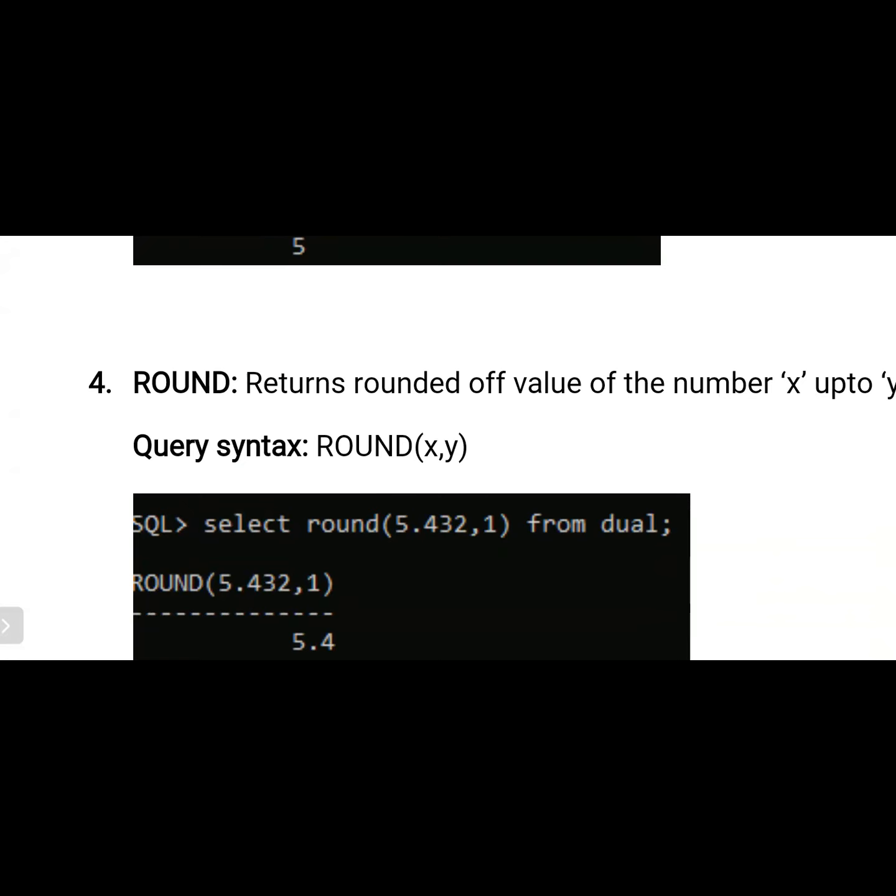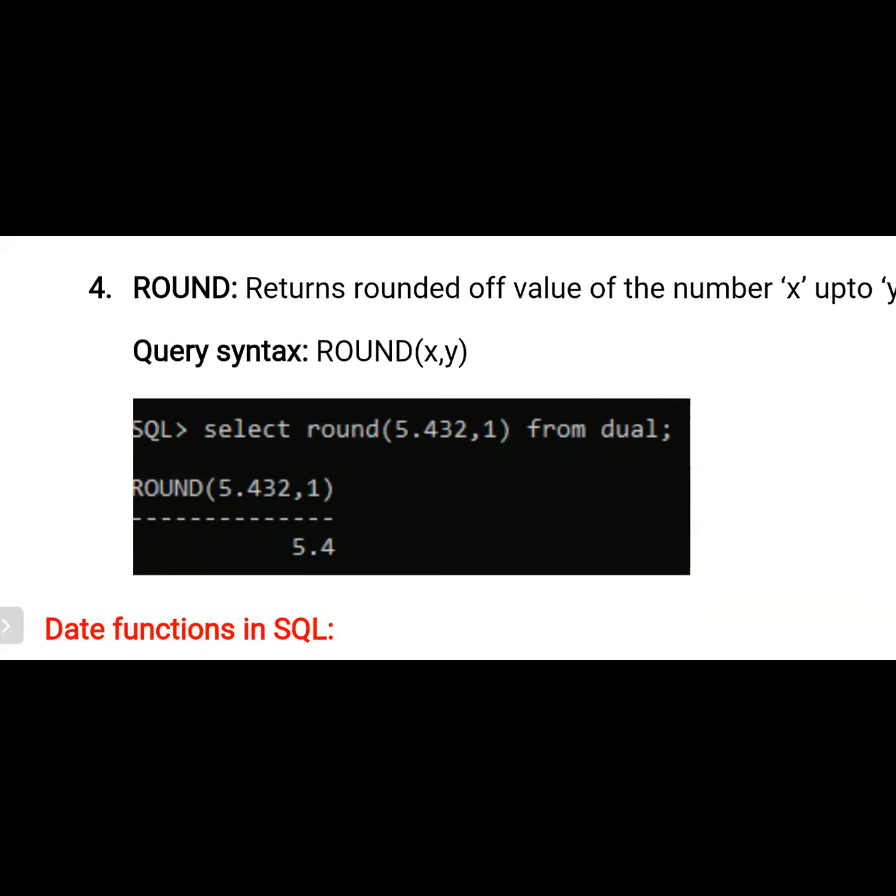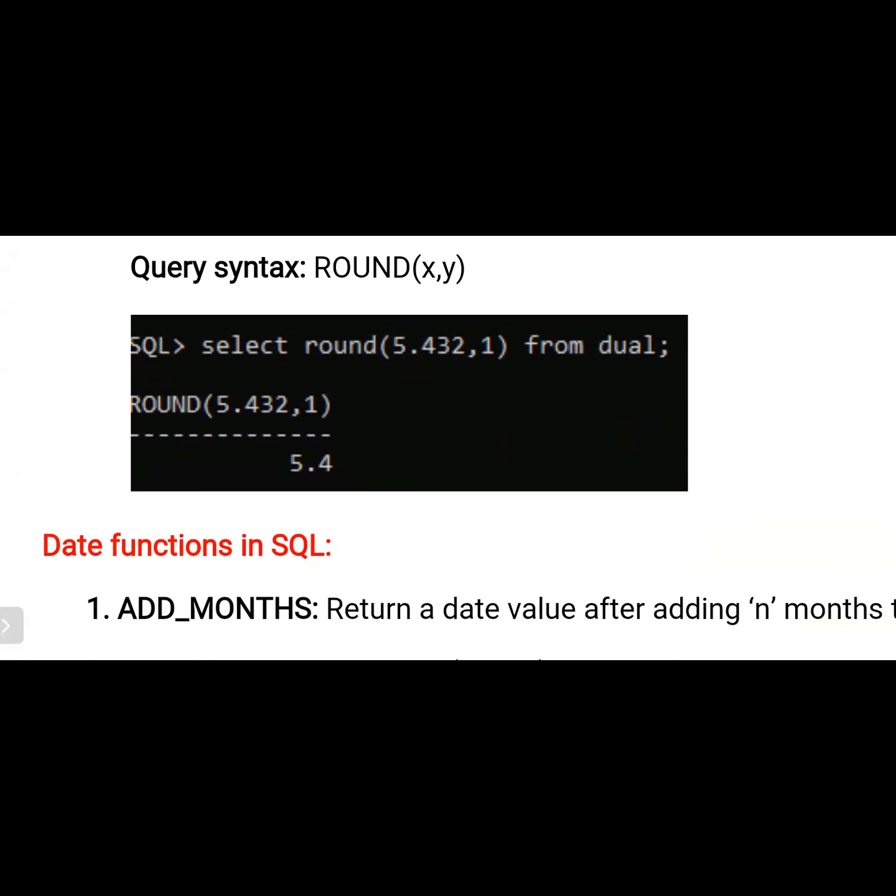Okay, so we are regularly using this. For example, if we are giving 5.4, it will be considered 5. If it is 5.6, then 6. So if you observe here 5.432, the output will be 5.4 only.